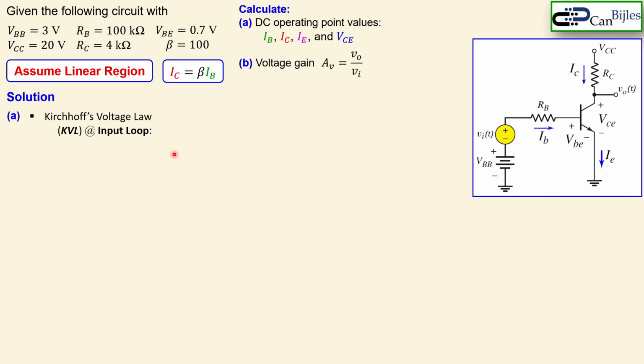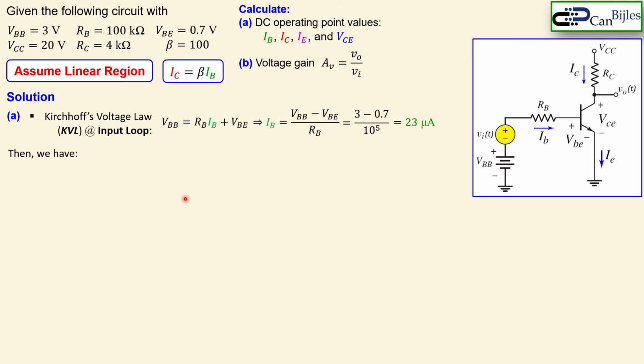Okay, for question A, we will start with Kirchhoff's voltage law at the input loop, which is this loop. Now for the DC analysis, we consider the AC sources disabled, so we can short this VI source. Then we can say VBB is equal to IB times RB, which is the DC quantity of the base current, that's why we have a capital letter B as a subscript, plus VBE. Now we can calculate the IB, the DC base current, using this formula. We know everything here: 3 minus 0.7 over 100 kilo ohms, and you get 23 microamps.